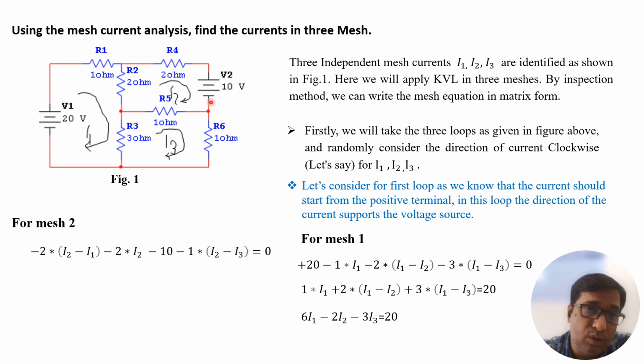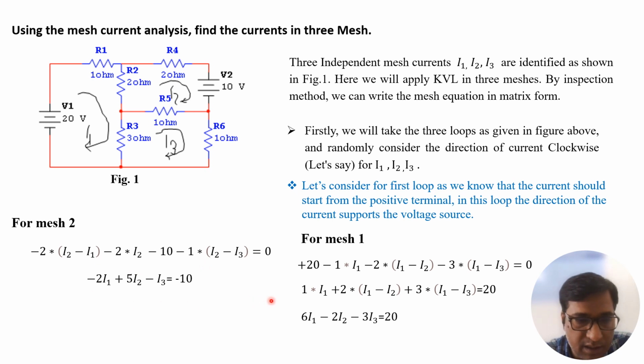After that, there is a 10 volt voltage source, but I have taken the current in the clockwise direction, and the current will enter at the positive terminal. That's why this source will be taken as negative, minus 10 volt. After that, this is a 1 ohm resistance, that is R5, and both I2 and I3 will flow, but we'll consider I2 minus I3 because I2 is dominant. So minus 1 (I2 minus I3).